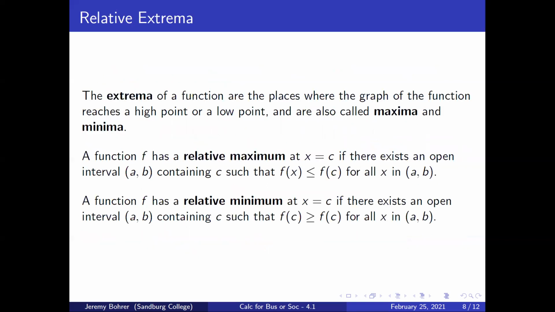The extrema of a function are the places where the graph of the function reaches a high point or a low point and are also called maxima and minima. A function f has a relative maximum at x equals c if there exists an open interval (a,b) containing c such that f of x is less than or equal to f of c for all x in (a,b). A function f has a relative minimum at x equals c if there exists an open interval (a,b) containing c such that f of x is greater than or equal to f of c for all x in (a,b).